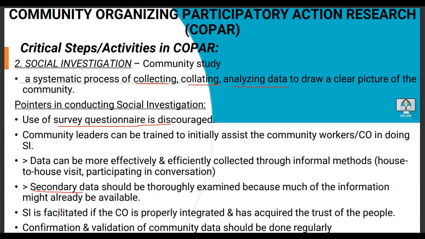And then, social investigation is facilitated if the community organizer is properly integrated and has acquired the trust of the people. Okay? Because those who have already established rapport, like someone from there, it is easy to collect information. And then confirmation and validation of community data should be done regularly. Okay? If you want to verify something, you can call me at this number or I can call you so I can verify.